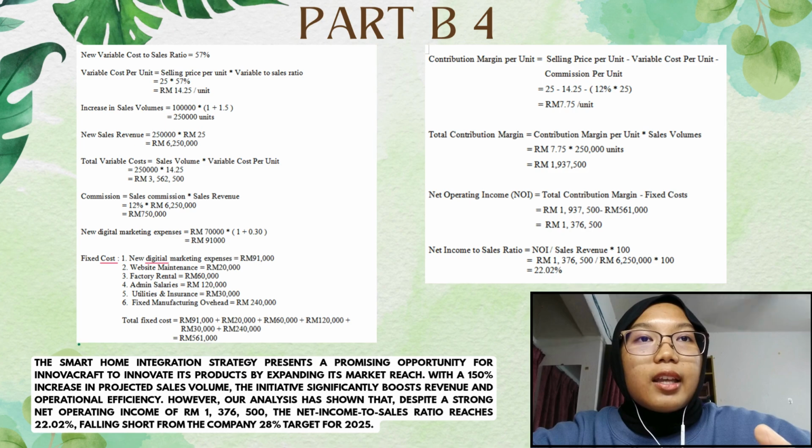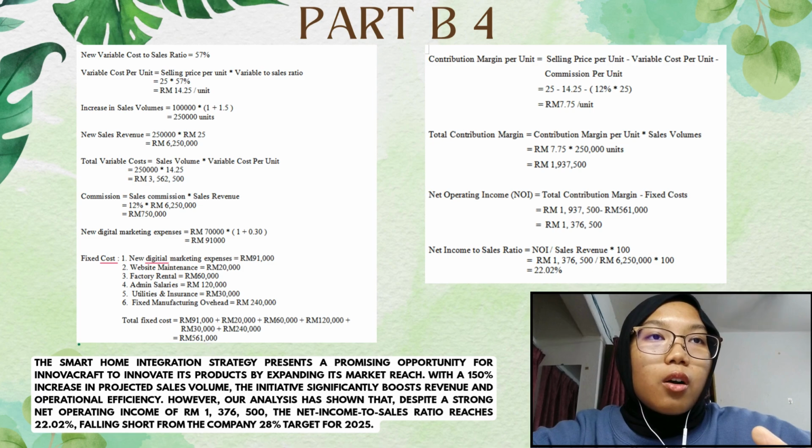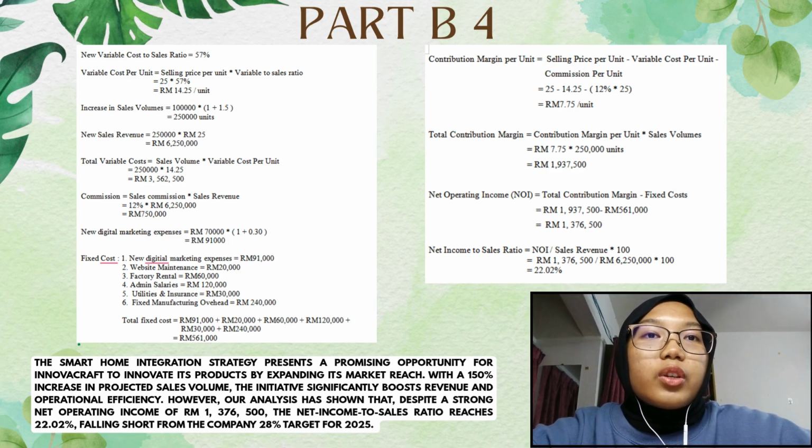To conclude, these enhancement plans effectively boost sales and expand Innovakraft market reach. However, the increased costs, especially commission and overhead, limit its profitability. We recommend exploring cost-saving strategies such as automating sales, raising the price slightly, or offering premium bundles. With those tweaks, this innovative plan has the potential to meet or exceed the target.